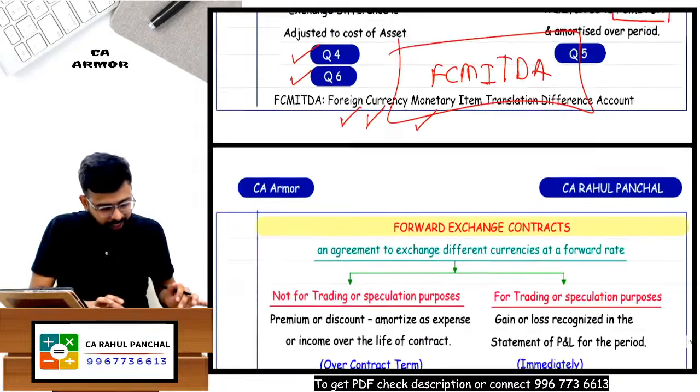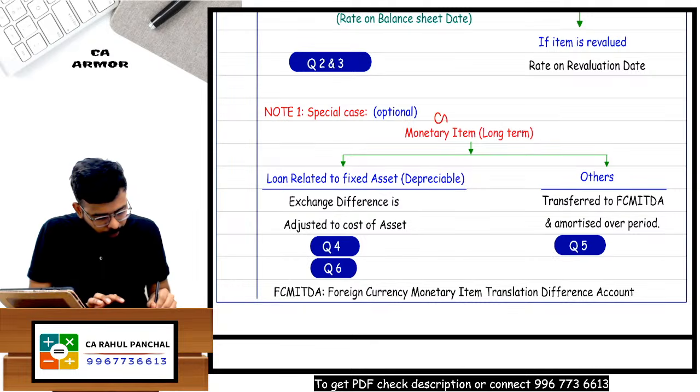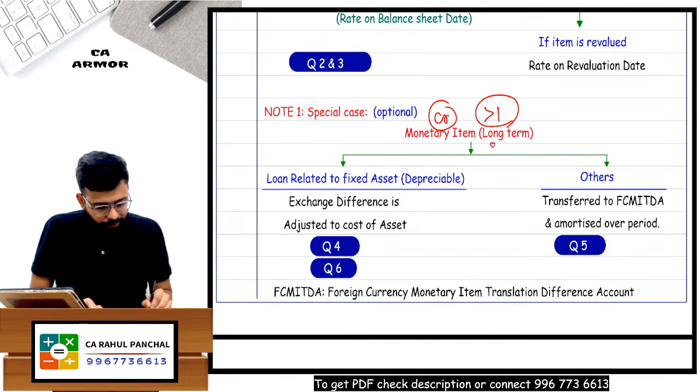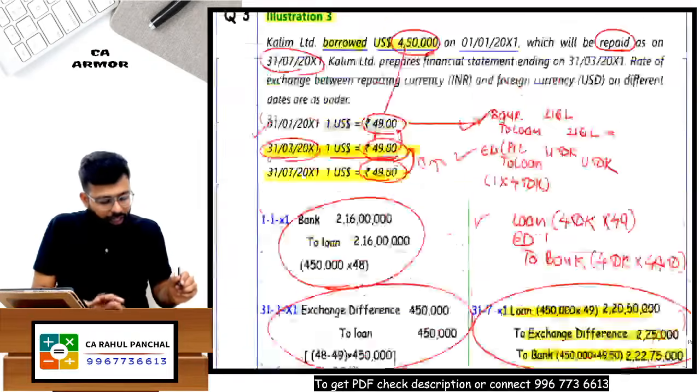So you understand, creditor is a monetary item. Try to understand, creditor, because a fixed amount will be paid and it is more than 1 year, that is, it is the long term part, and it is related to an asset. Now you have an option, as I said, an option. What entry will you pass?